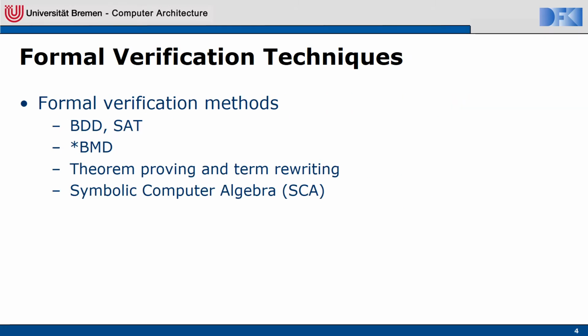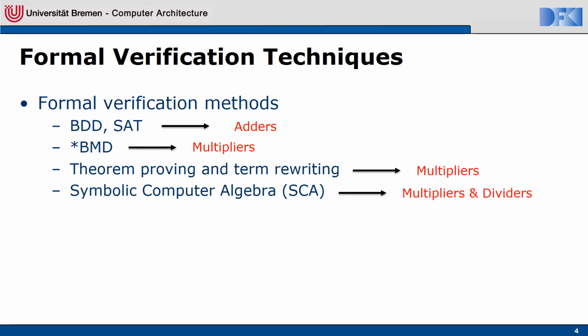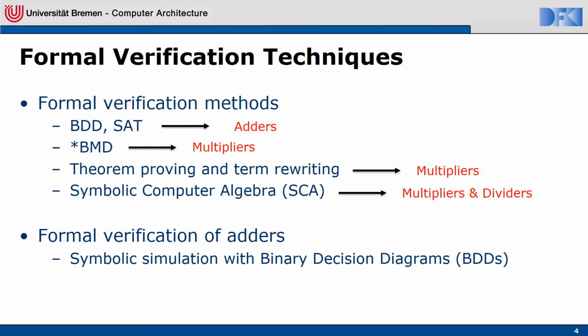Several formal verification methods have been proposed to verify arithmetic circuits. The methods based on the binary decision diagrams, BDDs, and Boolean satisfiability, SAT, report very good results for the verification of adder circuits. Binary moment diagrams, *BMDs, verify some types of multipliers. Theorem proving and term rewriting techniques are used to prove the correctness of multipliers. And finally, the methods based on the symbolic computer algebra, SCA, are recently used to verify multipliers and dividers. In this work, we focus on the formal verification of adders using symbolic simulations and the BDDs.